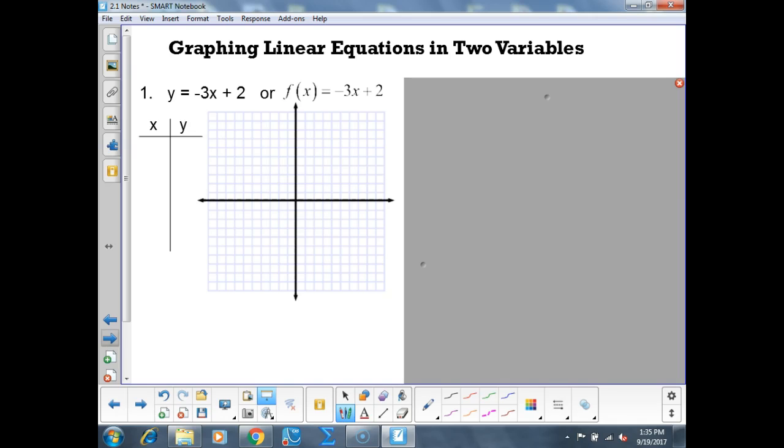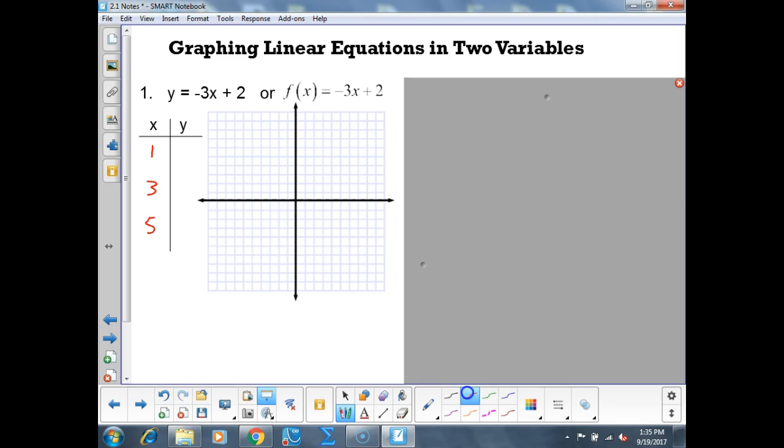Do a T-chart? Okay. So pick me some X's or pick me some Y's. You can either pick X's or you can pick Y's. I don't care. Okay, let's do for X's 1, 3, and 5. Wait, don't you have to have 0? No, you don't have to.